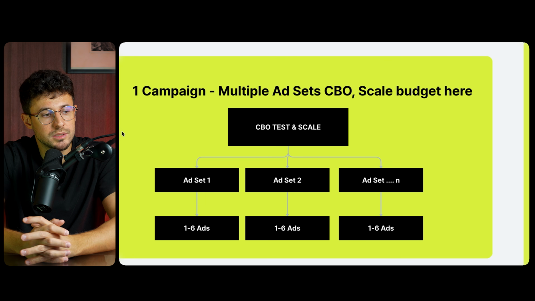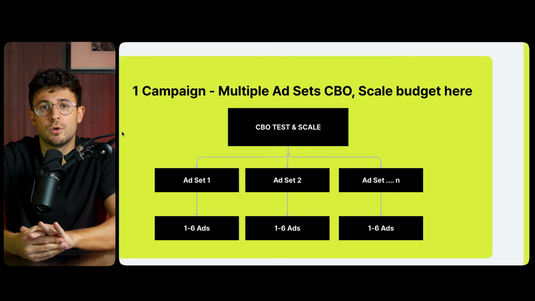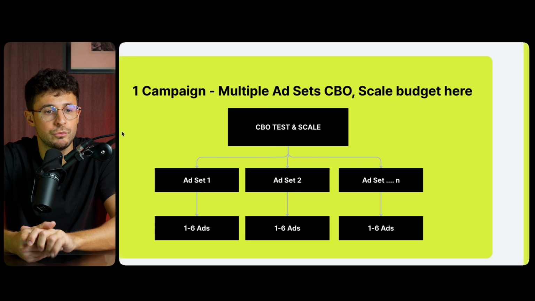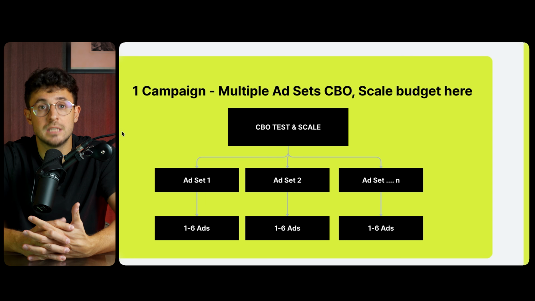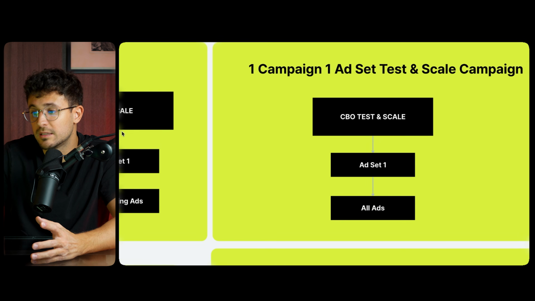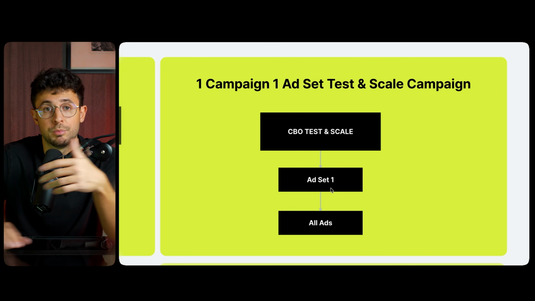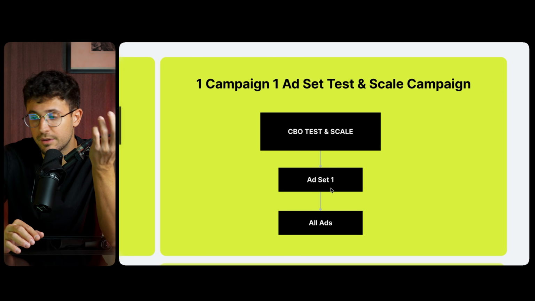But what we notice right now, with Andromeda, is that this isn't really the case anymore in some cases. Even if you mix different personas and angles inside the same ad set, most of the time it works very well. That's why this setup here, which is one campaign, one ad set, works very well, even if in the single ad set we put different personas, different angles and everything.